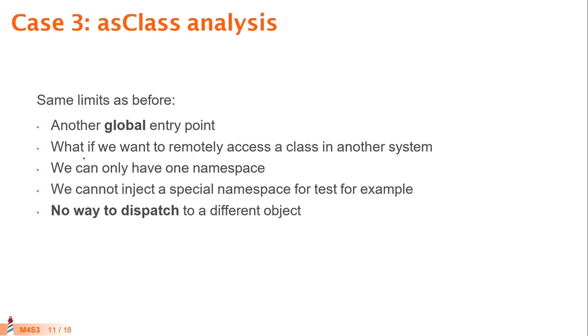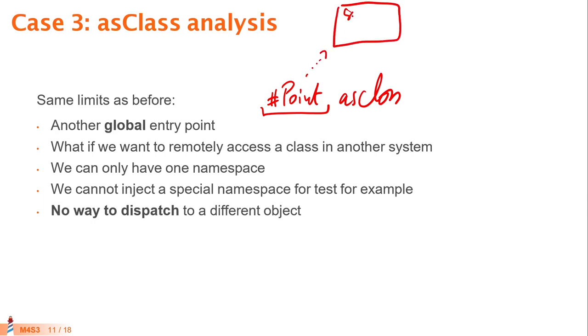And when I write point as classes, I have only one symbol in the system, one class. This is an instance of the class symbol. So I cannot have multiple implementation. I cannot dispatch. I have only one place.